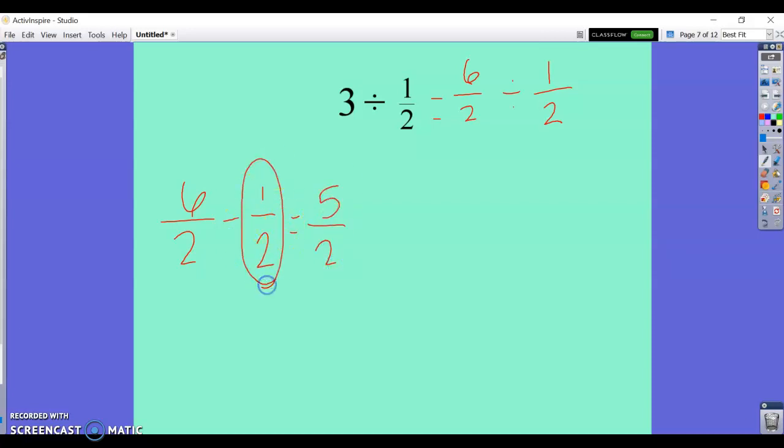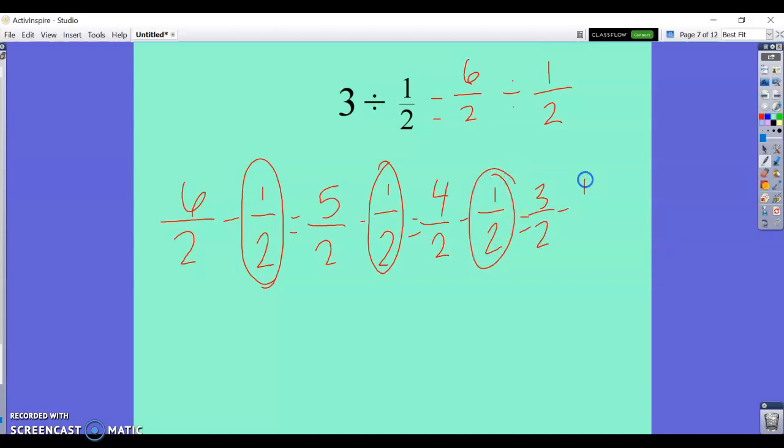That's 1 time I've subtracted. I'm going to subtract 1/2 again, gives me 4/2. That's 2 times I've subtracted. Subtracting 1/2 again gives me 3/2. Subtract 1/2 again gives me 2/2. Subtracting 1/2 again gives me 1/2.